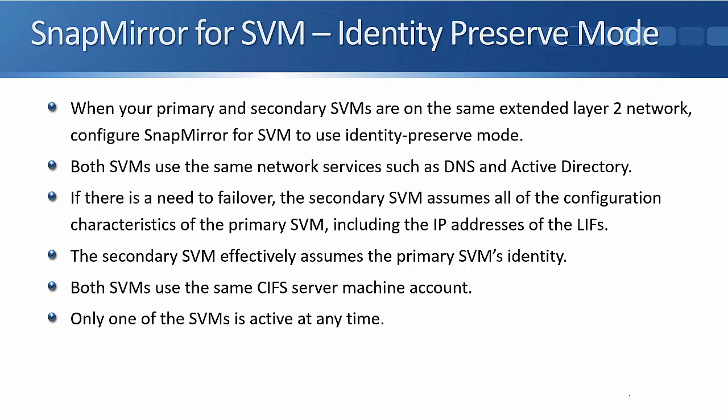So this is going to be very convenient. You don't need to reconfigure anything on the destination side, and also you don't need to reconfigure your clients either because they're still pointing at the same IP addresses. When you do a failover, the secondary SVM will effectively assume the primary SVM's identity. Both SVMs use the same CIFS server machine account as well. Now with this solution, obviously if the second SVM is going to assume the primary SVM's identity, including its IP addresses, this is going to be an active standby solution. We couldn't have them both active at the same time because we would have conflicting configuration there.